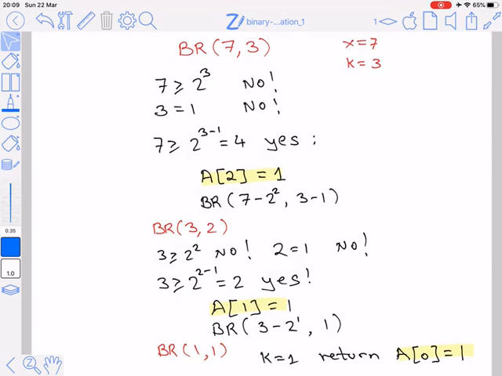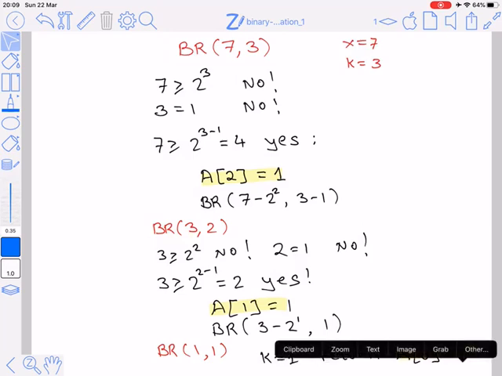But now the stopping condition holds. And because the stopping condition holds with k equals 1, we just return a0 equals 1. To conclude, we get the binary string 1, 1, 1 as the output, which represents 7 in binary representation.